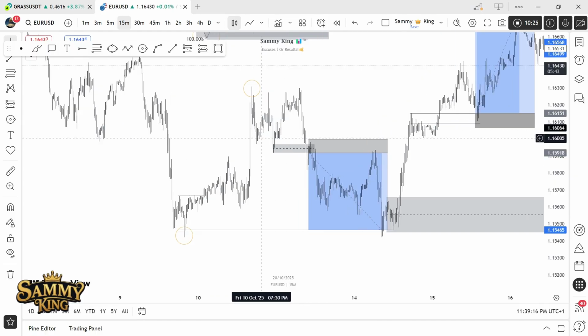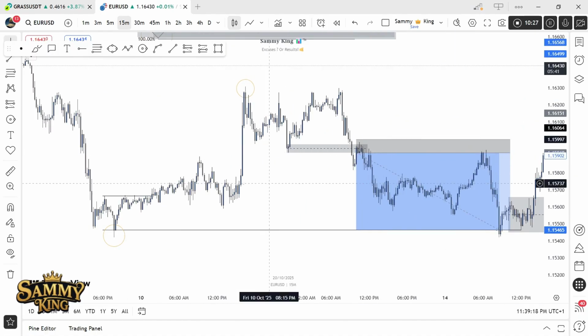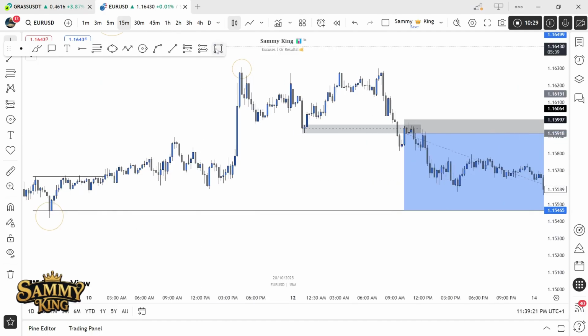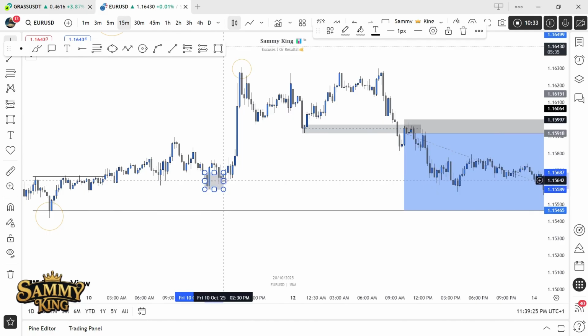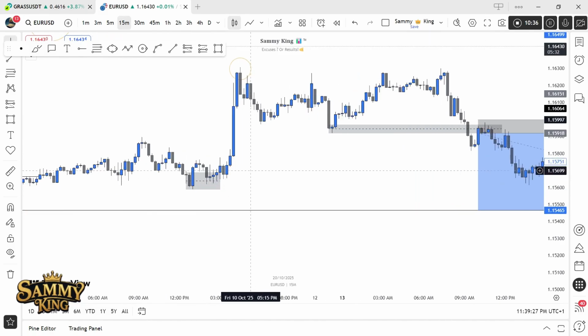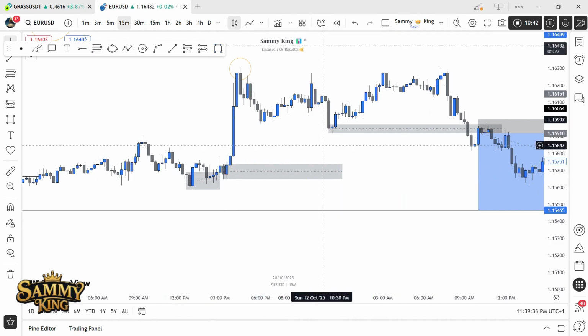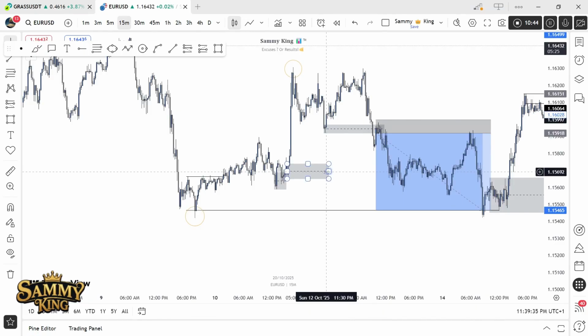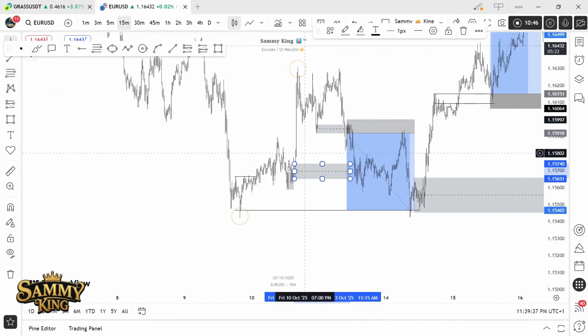Now, like I said, this is another block. This is another block, though this other block has already been mitigated, so it has actually fulfilled its purpose. But then again, this is also another block here. Now, this is one of those other blocks that I said you should avoid.